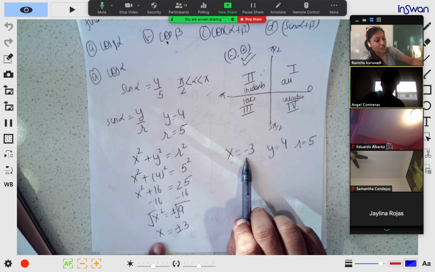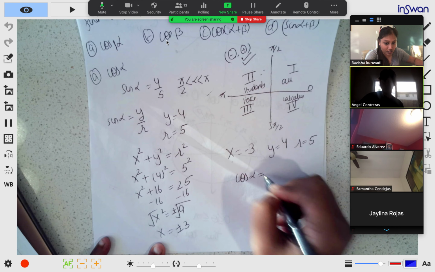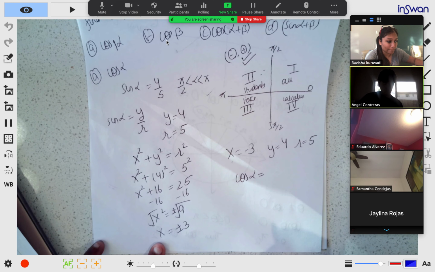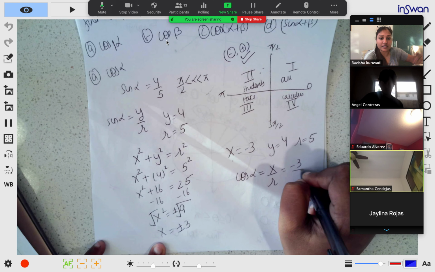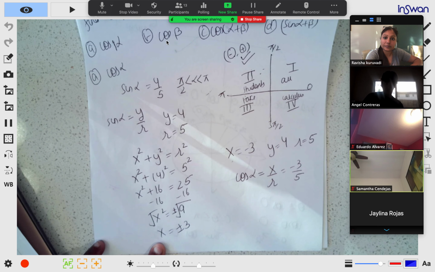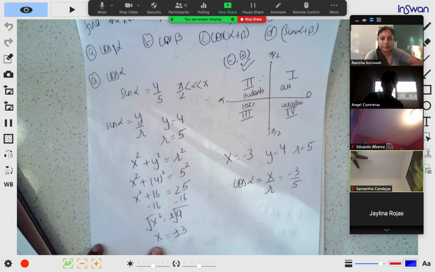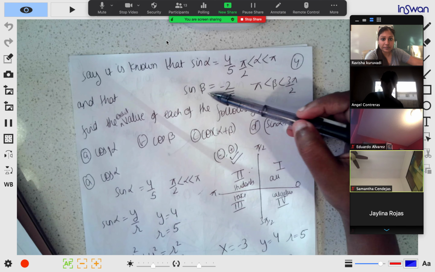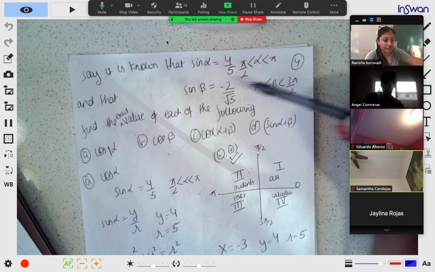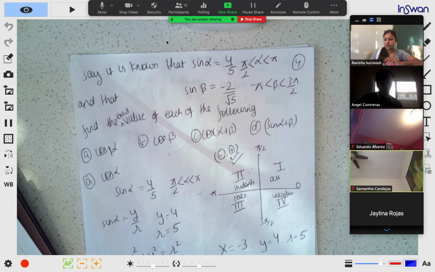Okay. Once you got this, I need to find cosine alpha. Can anyone tell me what's the formula for cosine? X over r. So you get negative 3 over 5. That's it. You're done with the first part. I want everyone to do cosine beta the same way. You're given sine beta and the angle, figure out the quadrant and find the value of cosine beta. The same way. Try this right now.